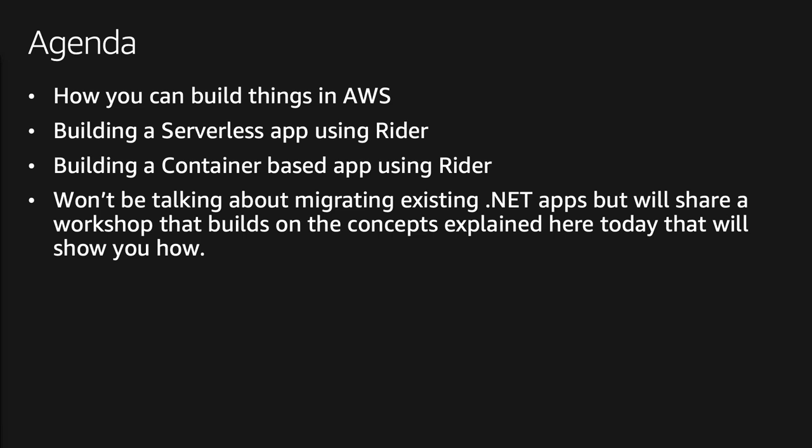What we're not going to be showing today, and it was mentioned in the abstract so I thought I'd mention it, is we're not going to be talking about migrating existing .NET applications. However, the techniques that I'm using today are the same or similar to the ones that would show you how to migrate applications. There is actually a workshop that I'll link to at the end of this, which goes through a detailed modernization and shows some migration techniques as well. So I'll be introducing the concepts of how to build on AWS with Rider, and then give you an opportunity to take it further if you want to migrate existing applications, or maybe if you just want to start building applications greenfield.